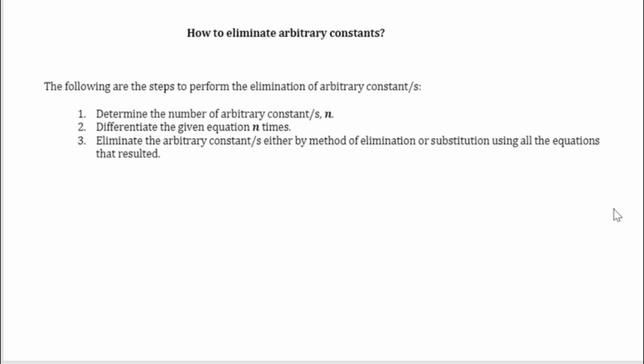Okay? And then after that, for step number three, you have to eliminate the arbitrary constant or constants either by the method of elimination or substitution. Now, let us apply all these steps to solve the following equations.